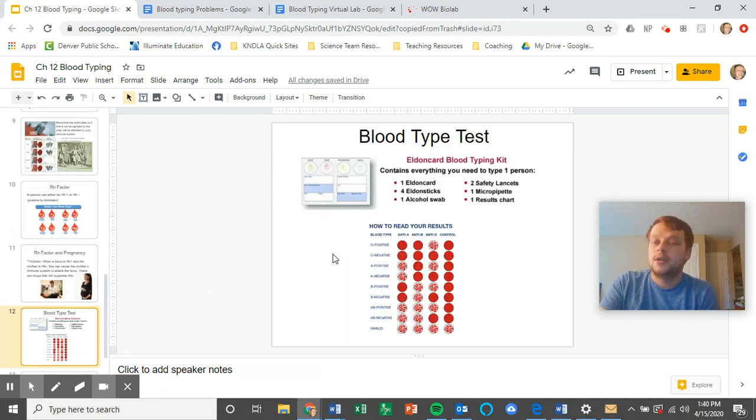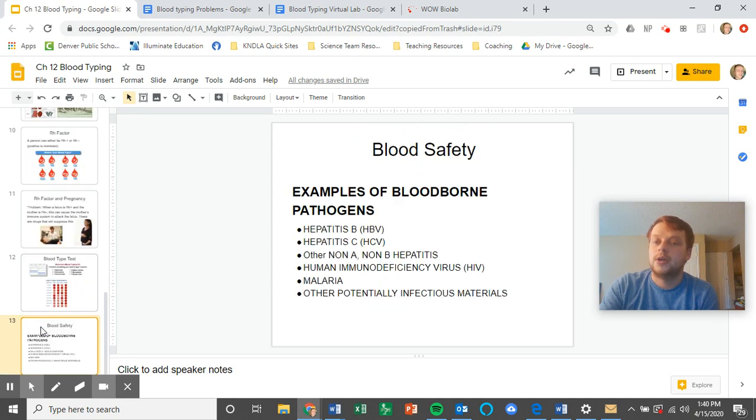If you get to do your own blood typing in college, or if you want to order one of these for yourselves, there's something called an Eldon card, which gives you everything you need in order to test your own blood type. And this is the result table for that. If you were to purchase it, you would get all of that information. I have them at school, but unfortunately we aren't allowed back in, which is why we're doing the virtual alternative.